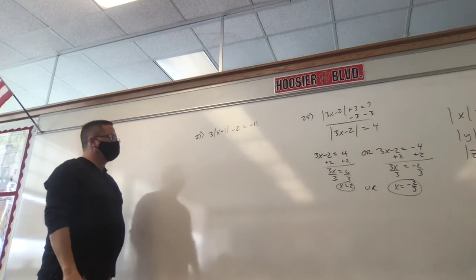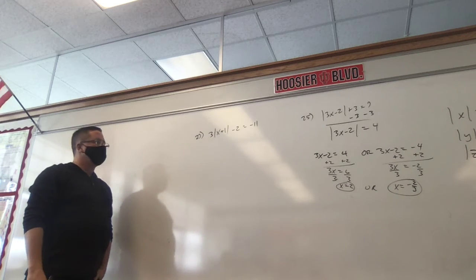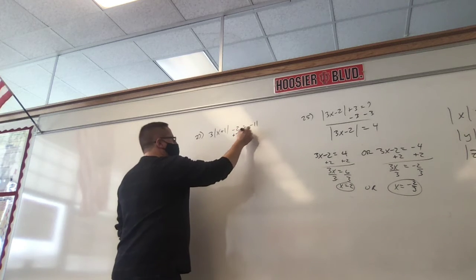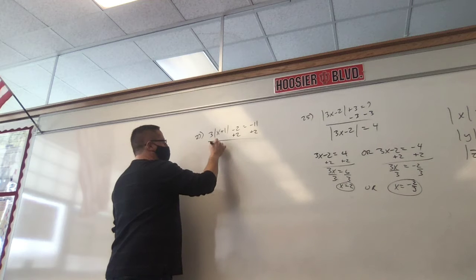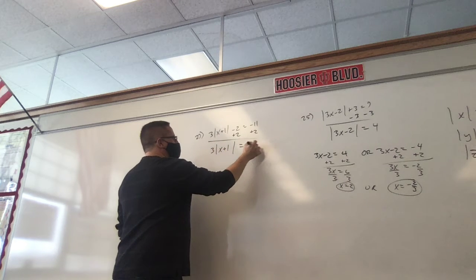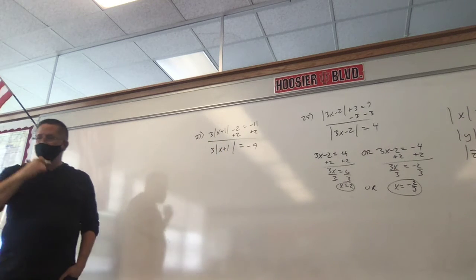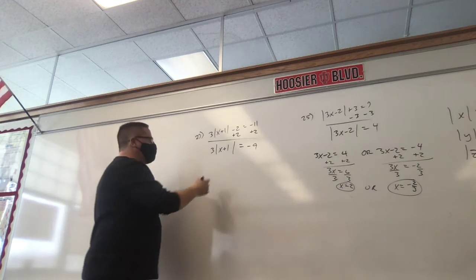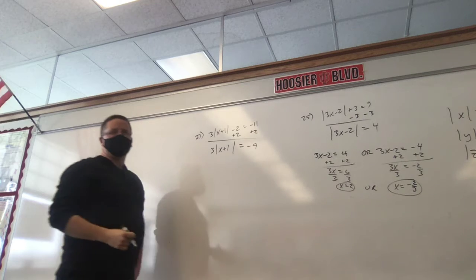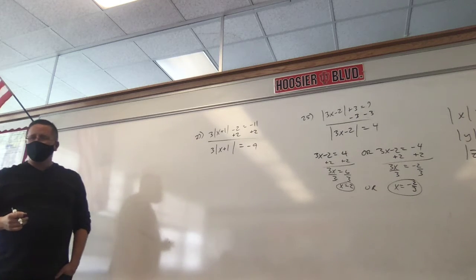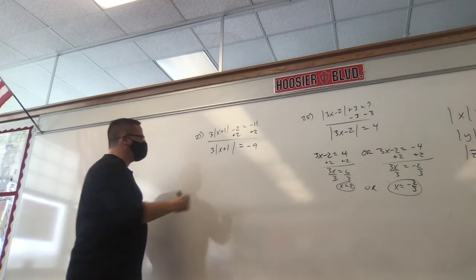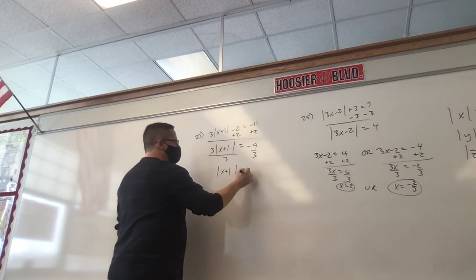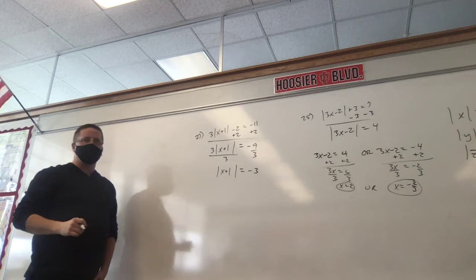What do you think we ought to do first? Plus 2. Trying to get the absolute value by itself. So 3 absolute value of x plus 1 equals negative 9. Then what? Is it by itself now? No, divide by 3. Right, because 3 absolute value means 3 times the absolute value. Some students ask, can we distribute that? Be careful. Absolute values are kind of like parentheses, but not exactly. So I would divide by 3. Divide 3, divide 3. So the absolute value of x plus 1 equals negative 3.